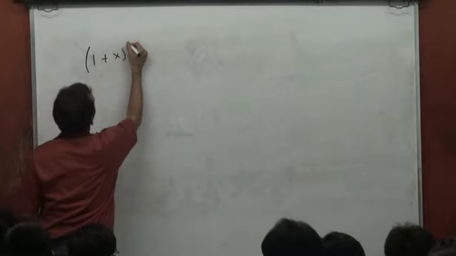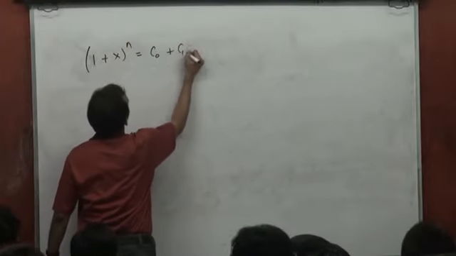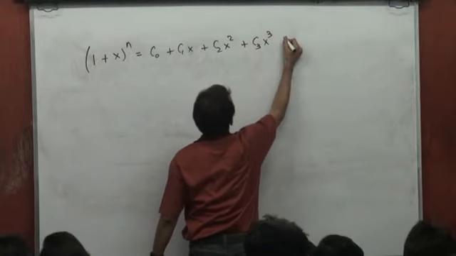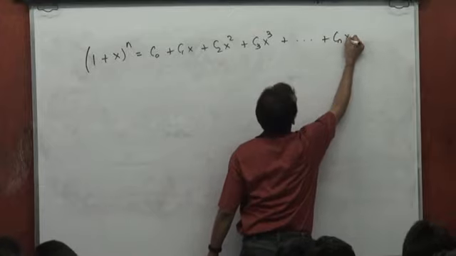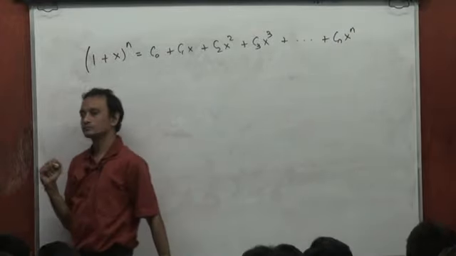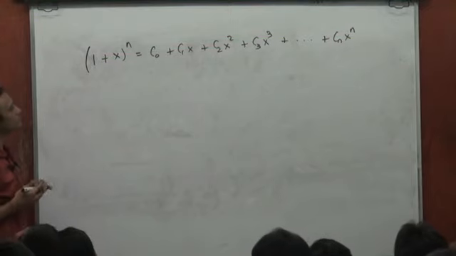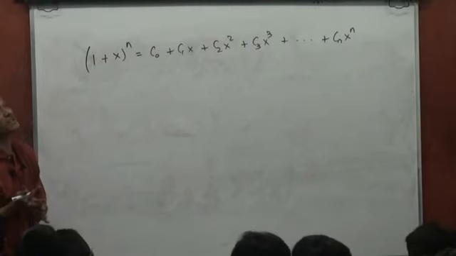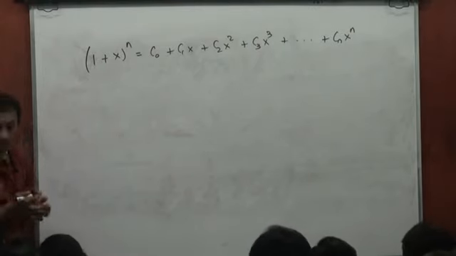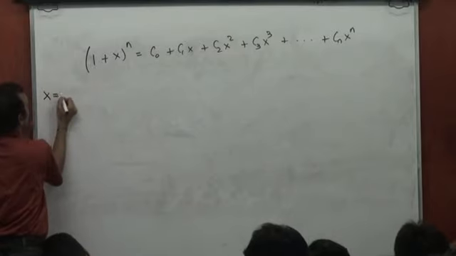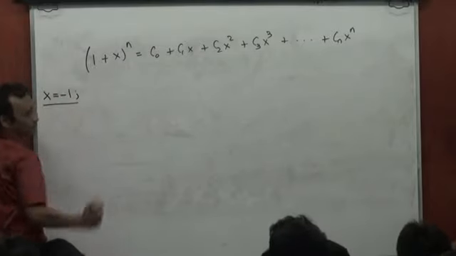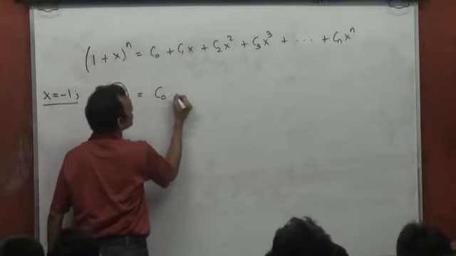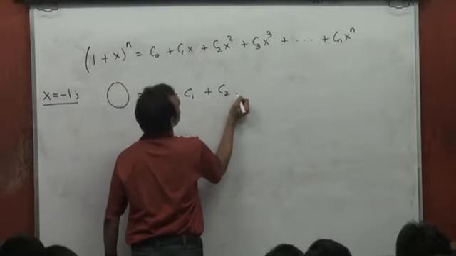In fact, then, one plus x power n as c naught plus c 1 x plus c 2 x squared plus c 3 x cubed plus ... c n x power n. Put x equal to minus 1 on both sides. So you get a 0: C naught minus C1 plus C2 and so on.